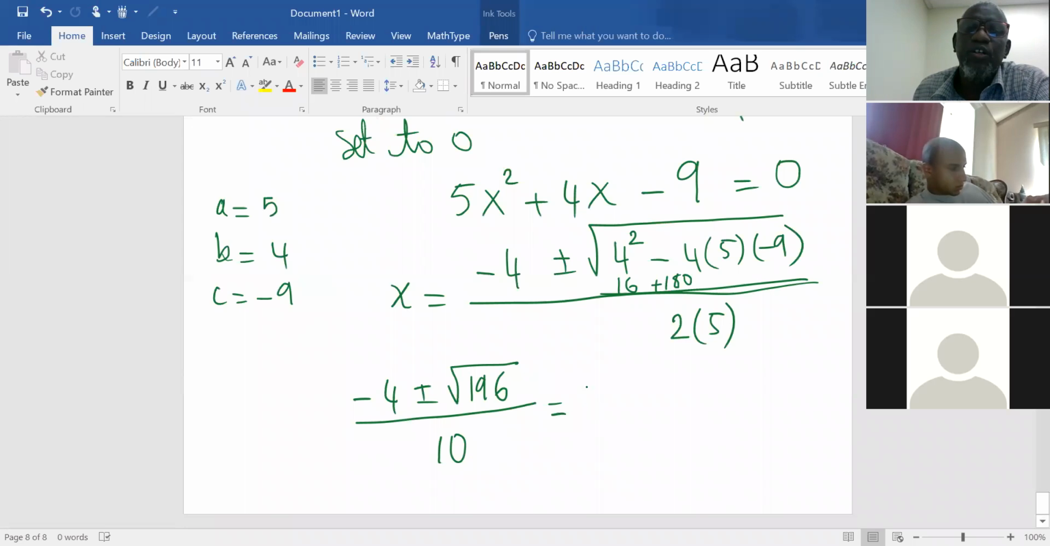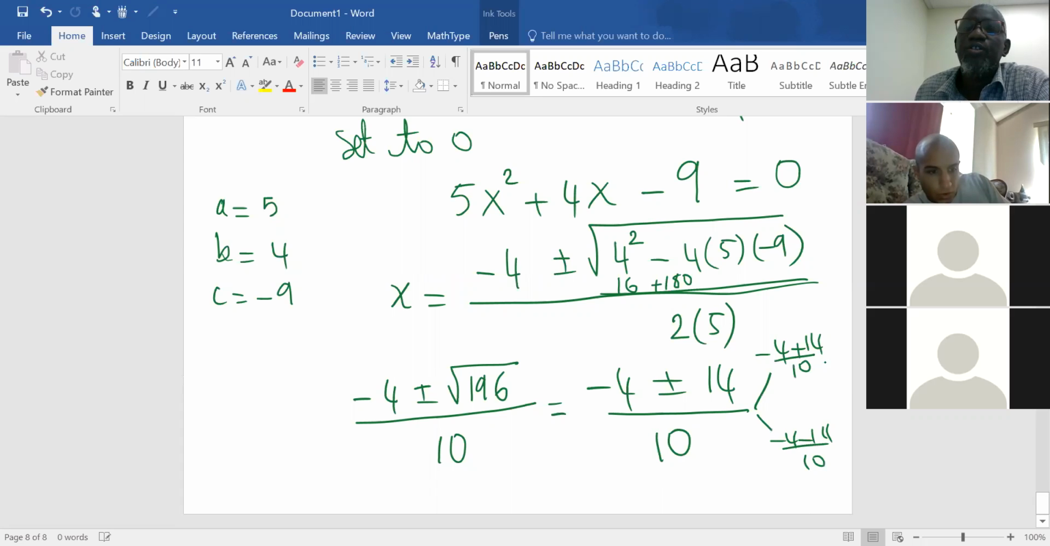So it's going to be negative 4 plus or minus 14 all over 10. So what are the two numbers? They are negative 4 plus 14 over 10 and negative 4 minus 14 over 10. So the first number is? You can reduce the 4 to 2, and you can reduce the 10 to 5, and then the 14 to 7, because 2 goes into all of them evenly.